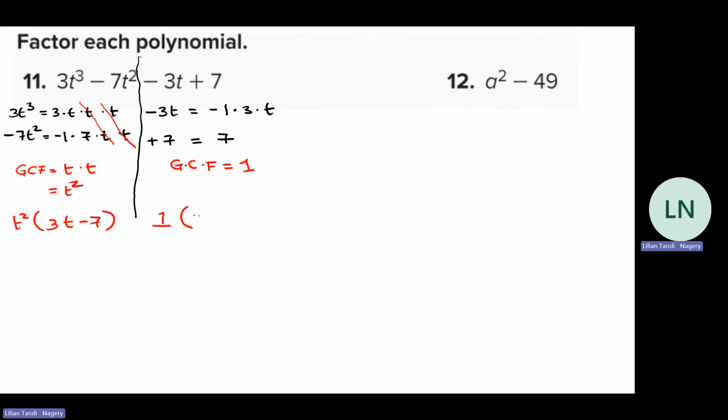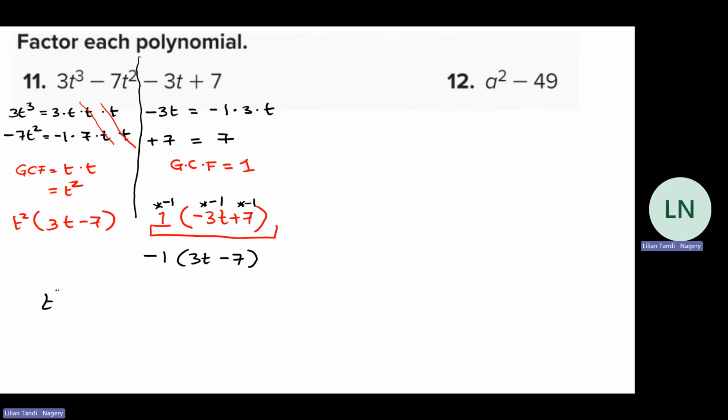And then you write what is remaining, negative 3t plus 7. And you notice the inside of your brackets are not the same, so you must change this by multiplying every term with negative 1. So this becomes negative 1, this becomes 3t, and that becomes, I mean, negative 7. And then you bring down.